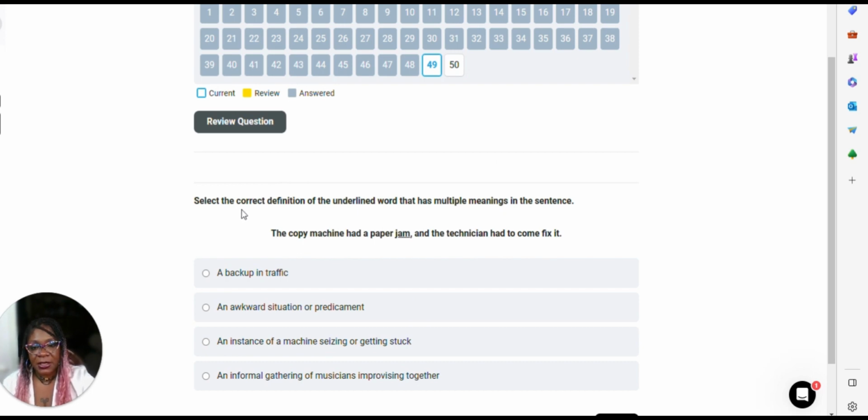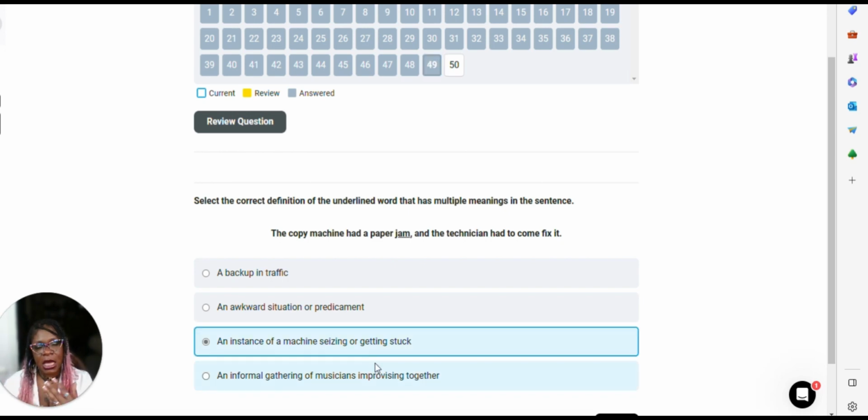Select the correct definition of the underlined word that has multiple meanings in this sentence. The copy machine had a paper jam, and the technician had to come fix it. Is it a backup in traffic? Is it an awkward situation or predicament? Is it an instance of a machine seizing or getting stuck? Or is it an informal gathering of musicians improvising together?